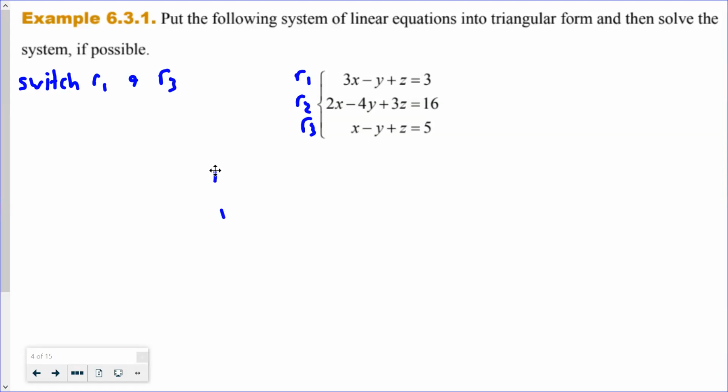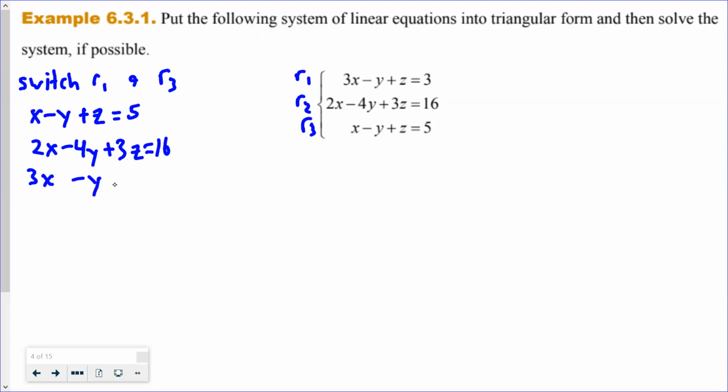So I'm going to switch row 3 and row 1. So I get x minus y plus z is equal to 5. And then the second row stayed the same, 2x minus 4y plus 3z is equal to 16. And then that first row is now in the third row, so that's 3x minus y plus z is equal to 3. Now, if I make a mistake, I want you to just unmute and stop me. Don't wait until we get to the end or it'll be too late.